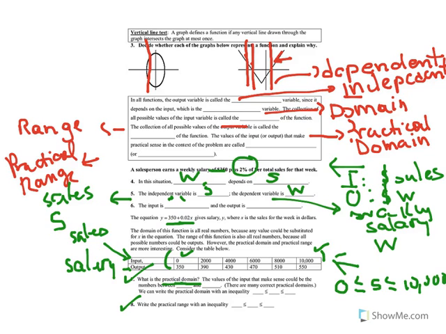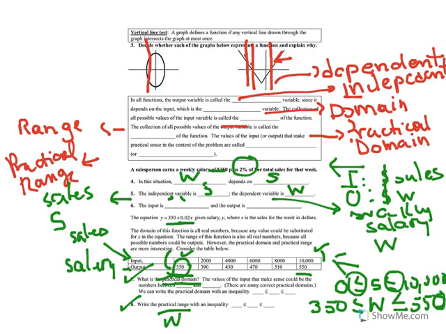Okay, my practical range, remember that range is W, right? So my practical range is given, let's look at the range. The range is given by numbers between 350 and 550. So the practical range is between 350, this number right here, and 550. Remember that you have to use the less or equal sign to represent these sets.